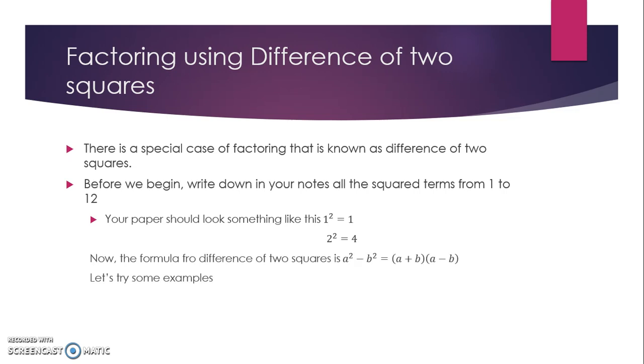The next thing you need to do is write down the formula for difference of two squares. And the formula is if you have a squared minus b squared, two quantities that are being subtracted, and they're both squares, so this is called difference of two squares, then they factor into a plus b and a minus b. Alright, let's try an example.